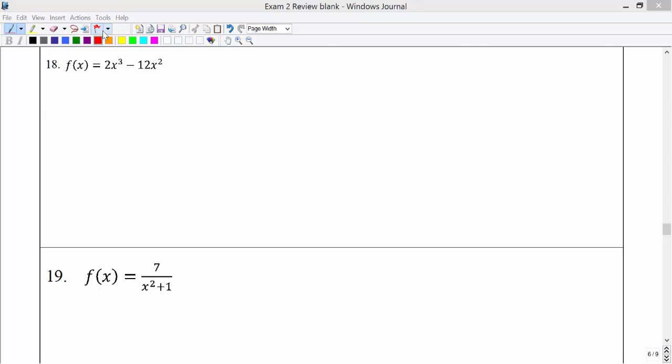For number 18, we're looking for the points on the graph that have a horizontal tangent line. And if they have a horizontal tangent line, then we know that the slope of the tangent line will be 0. So to find the slope, we're going to find the derivative, which would be 6x squared minus 24x.